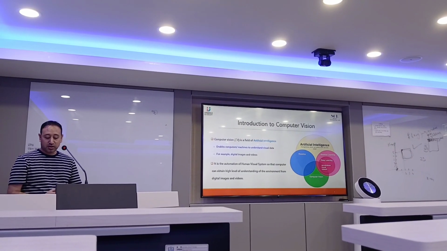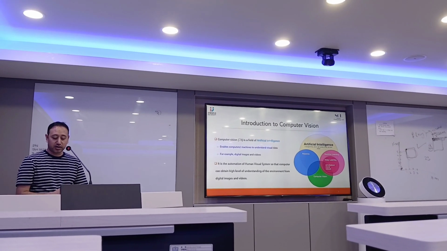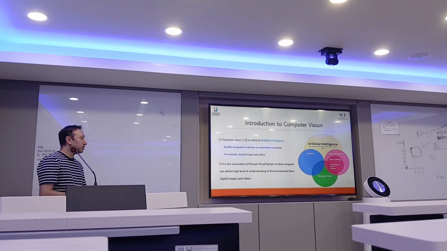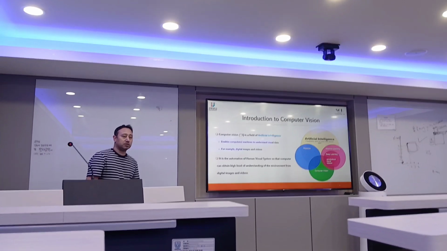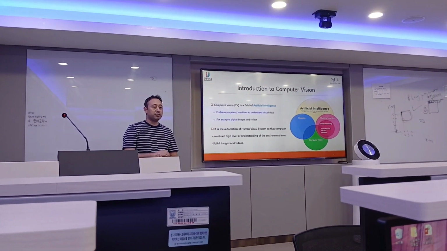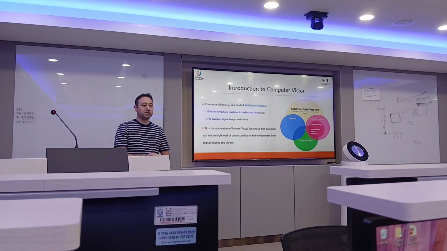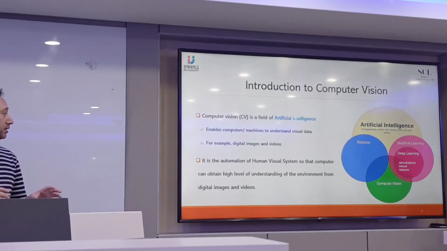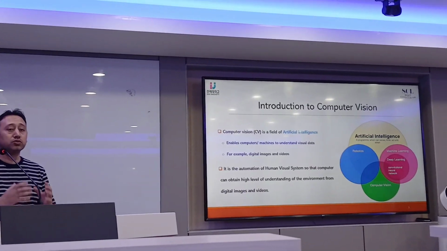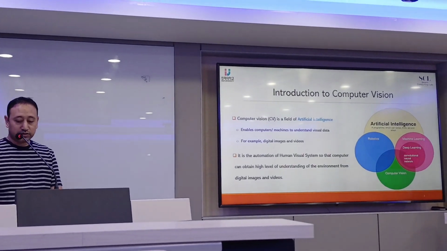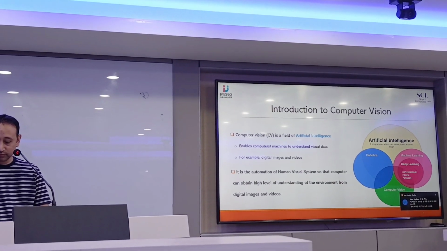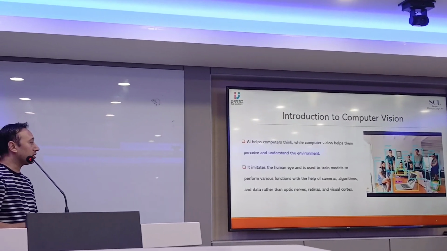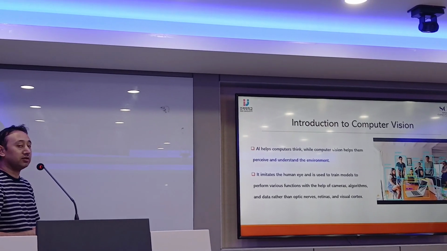So it is automation of human visual systems so that a computer can obtain a high level of understanding of the environment from digital images and videos. Whenever human beings look around, he or she sees something. For example, I'm seeing you guys sitting, and there are some desks and chairs and everything. So I'm seeing and I'm understanding the situation and the environment. We want computers to do these kinds of things. This is called computer vision. So AI helps computers think, while computer vision helps them perceive and understand the environment.